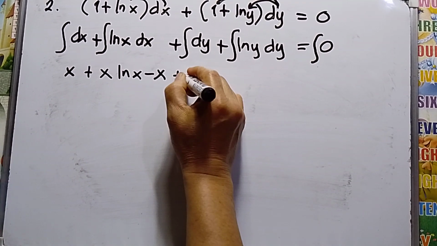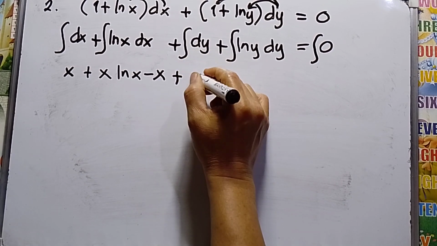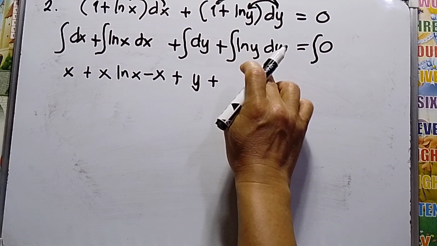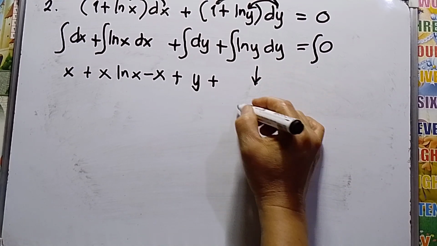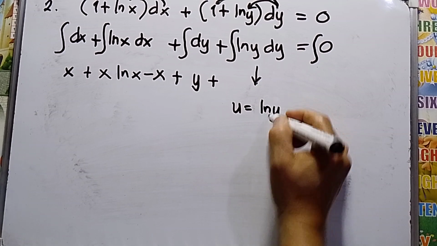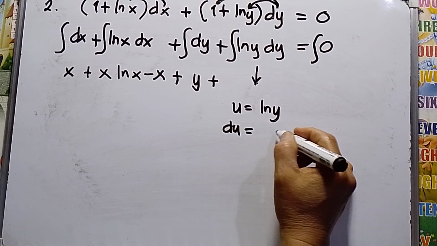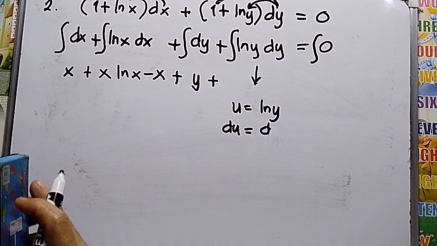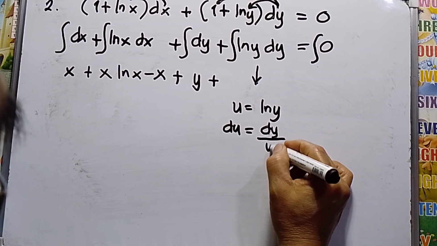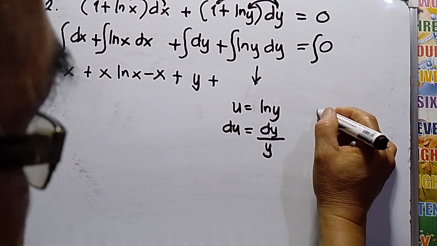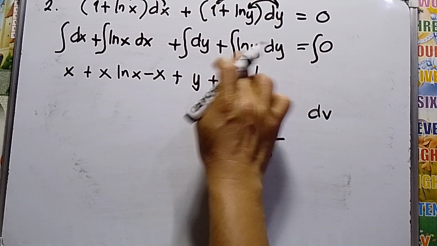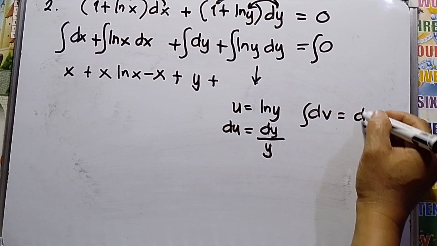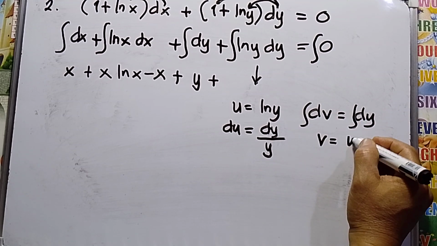How about integral of dy? So this will be y. Then plus. Again, I will use the integration by parts. This will be u is equals to ln y. Then derivative of ln y is dx. Sorry, dy I mean, because this is in terms of y. dy over y. Then how about dv? From this function I mean, so this will be dy. So integrating both sides, this will be v, and this will be equal to y.